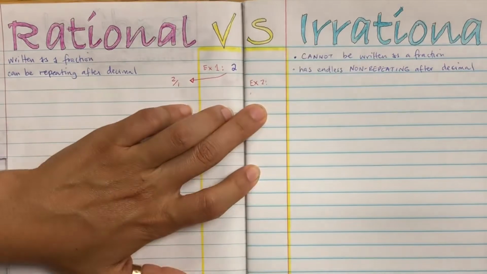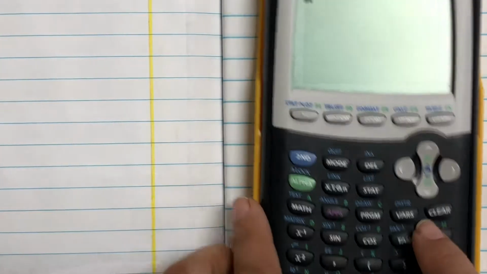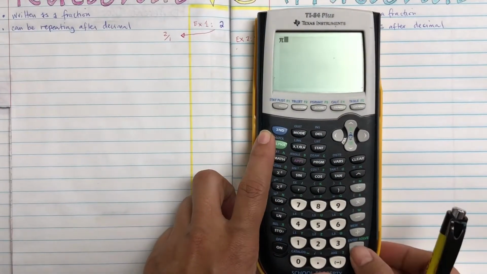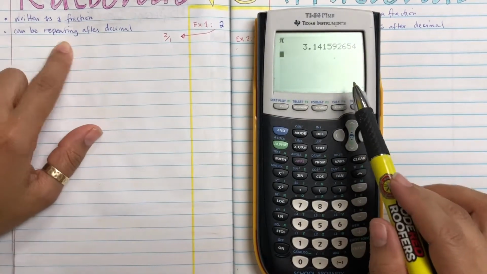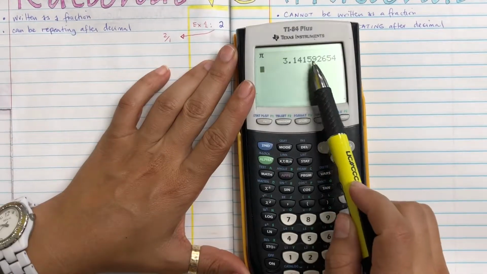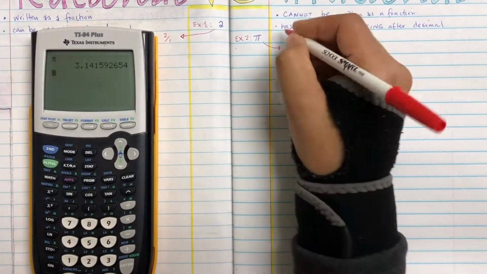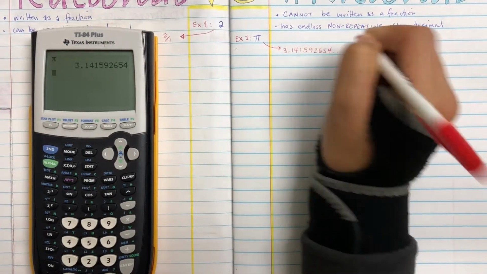Example 2, pi. Now, if you don't know what pi is, just take your calculator, hit second, and then that up arrow, and it'll give you pi. Pi is 3.141592, blah, blah, blah. It goes on forever. So are those numbers repeating after a decimal? No. Therefore, that means that pi is irrational. This is a listening check. Color in example 2.